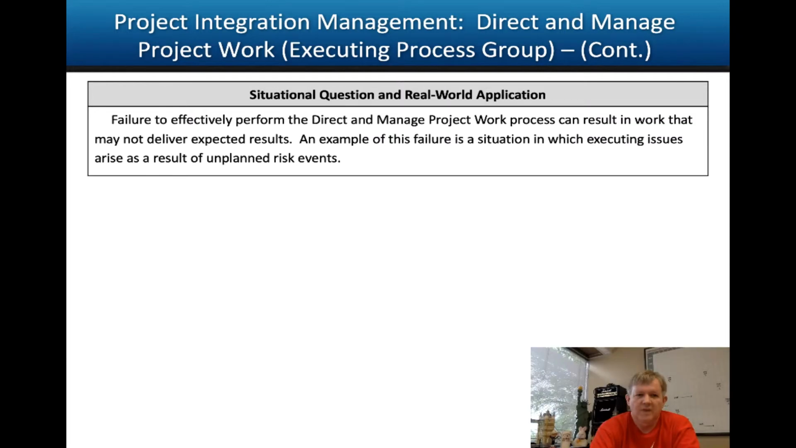Situational question and real-world application. Failure to effectively perform the direct and manage project work process can result in work that may not deliver expected results. An example of this failure is a situation in which executing issues arise as a result of unplanned risk events.